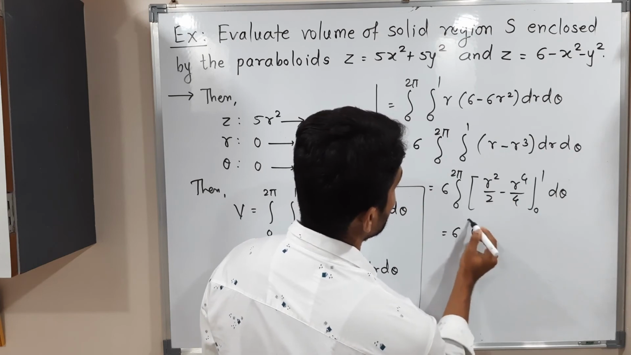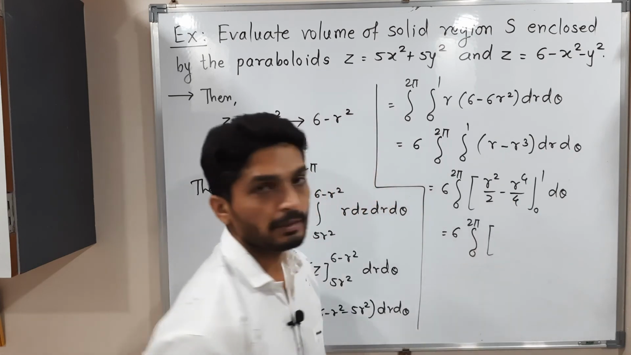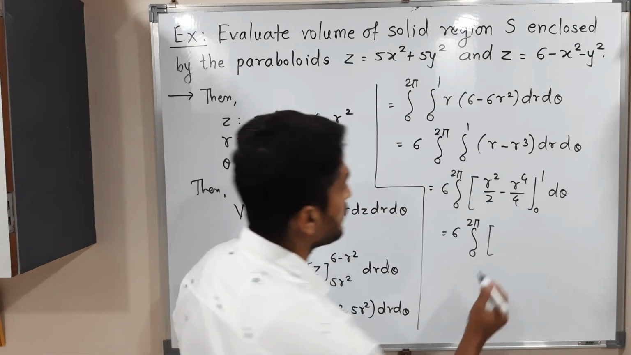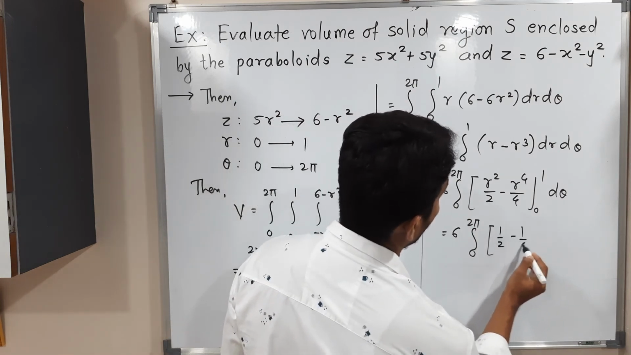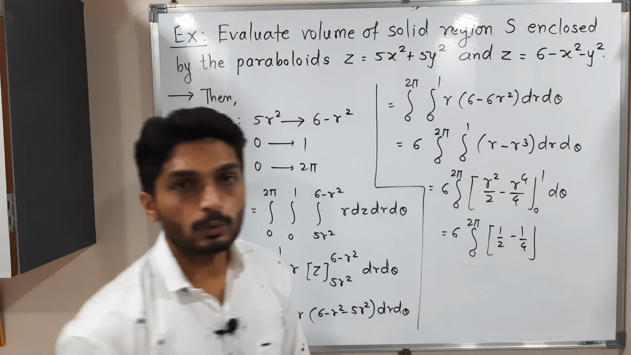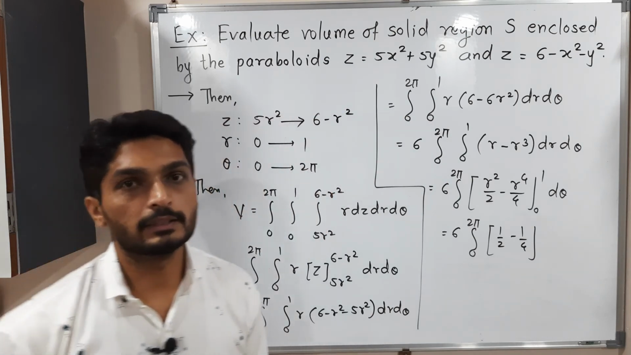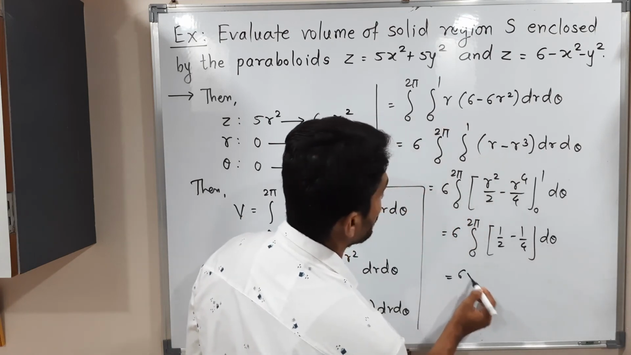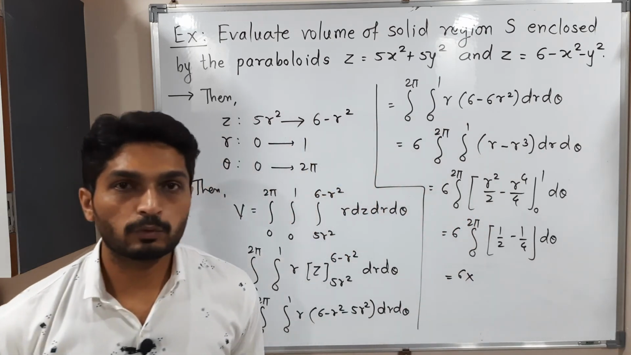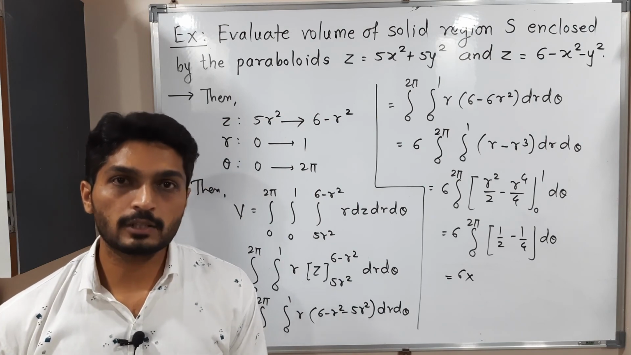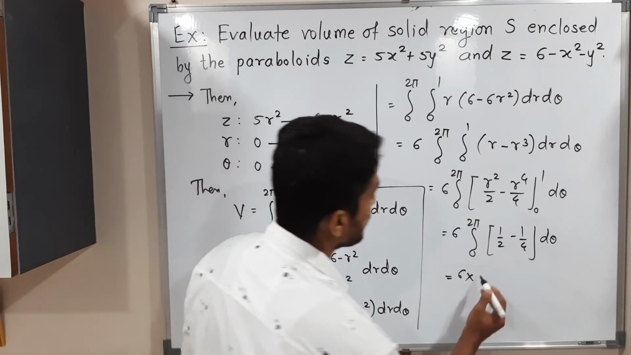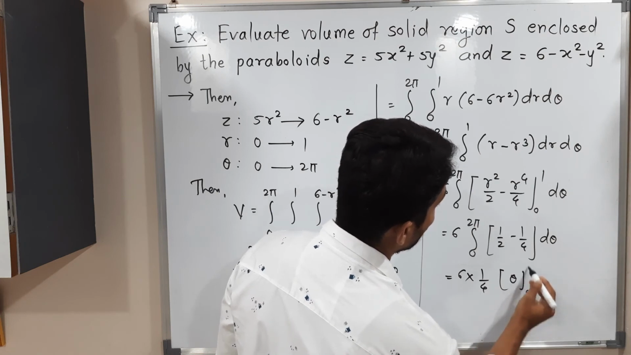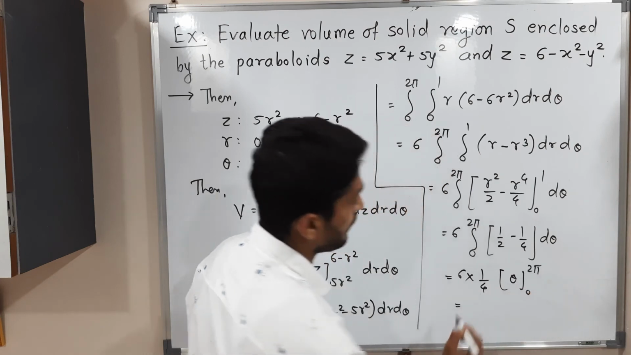6, 0 to 2 pi. I am putting the upper limit first. So if I put upper limit 1, we will have 1 by 2 minus 1 by 4. And if you put lower limit 0, then we will have 0, so I will not write it. 1 by 2 minus 1 by 4, which is 1 by 4. But it is a constant, so we can take it outside the integration. Integration of d theta is theta with limit 0 to 2 pi.